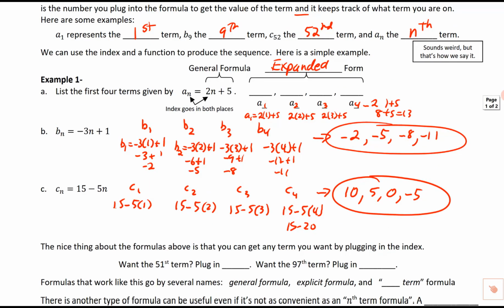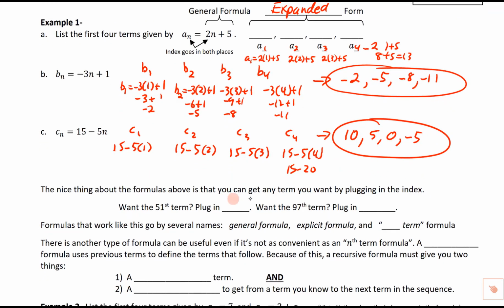Now, the cool thing about this is you can get any term you want by plugging in the index. All we need to do is plug in the index. So if you want the 51st term, you plug in a 51. If you want the 97th term, you plug in a 97. So again, those formulas go by several names. We've mentioned a few of these. So we call it a general formula. We also call it an explicit formula, and like we mentioned before, we call it an nth term formula. So we'll use these 3 phrases or these 3 vocabulary words kind of interchangeably here.